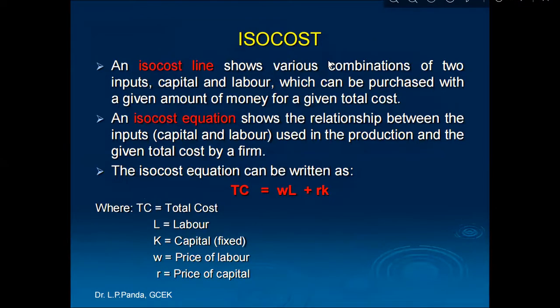Now we'll look at the isocost, which is equal cost. The isocost line shows various combinations of two inputs, capital and labor, that can be purchased with a given amount of money for a given total cost. The isocost equation is total cost equals wL plus rK, where w is the price of labor, L is labor, r is the price of capital, and K is capital. So this is the definition of the different costs.